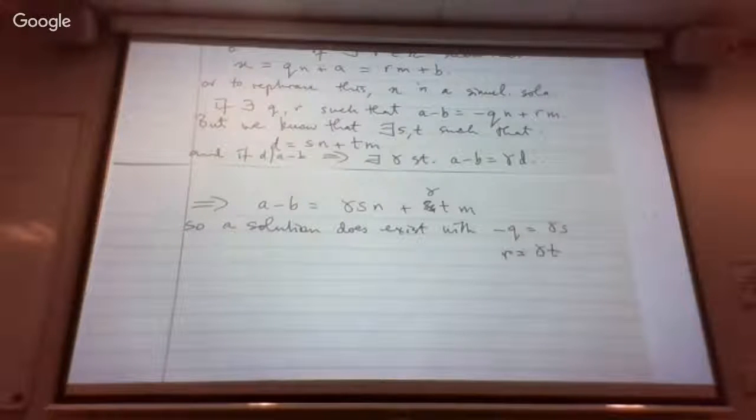Okay. We assumed at the start that solutions existed, and we were able to conclude that D divided A minus B. Then we assumed that D divided A minus B, and we were able to prove that solutions existed. The remaining part is to prove the uniqueness modulo the least common multiple.